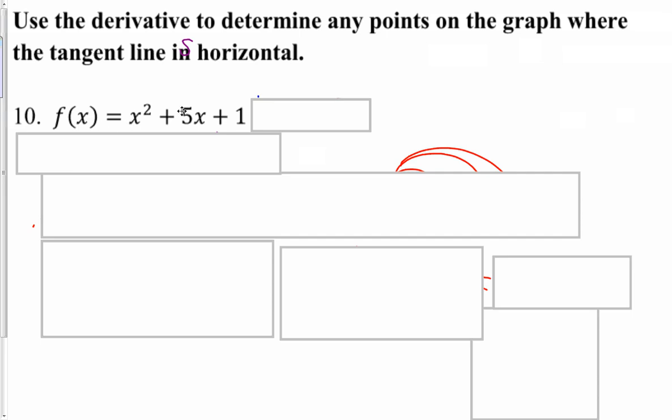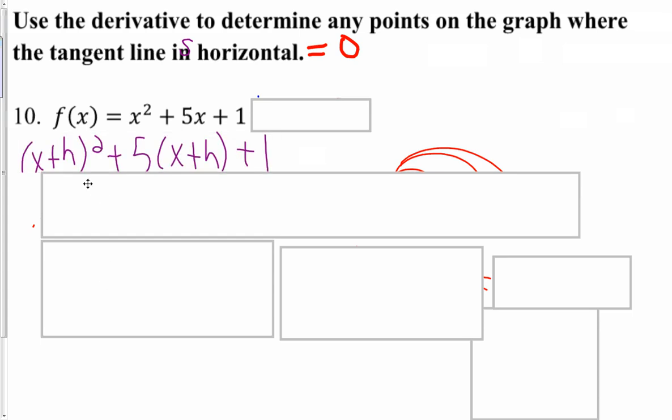So f of x is x squared plus 5x plus 1, right? And what we're going to do is find the derivative of this, and then we're going to set it equal to 0, because if the derivative is 0, the change being 0 would be at a maximum or a minimum, right? If the tangent line is horizontal, the slope would be 0, right? So again, that's what we're saying here, right?